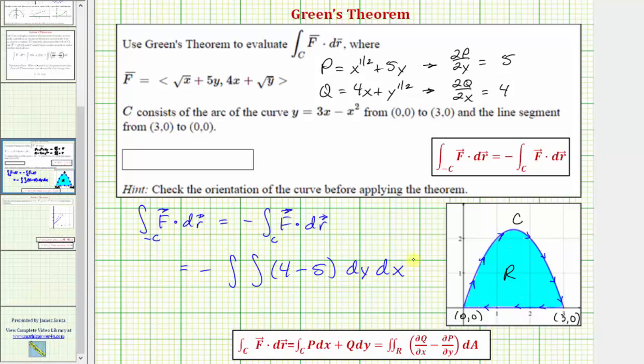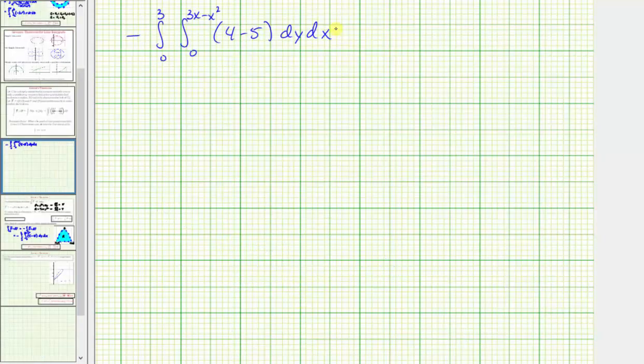And now let's determine the limits of integration for y. Again, the region is bounded below by y equals 0, and above by the curve y equals 3x minus x squared. So the limits of integration for y are going to be from 0 to 3x minus x squared, and then with respect to x, we'll integrate from 0 to 3. Let's simplify and then evaluate this on the next slide. We'll notice how we have a negative sign here, and 4 minus 5 simplifies to -1, so this will simplify to +1. So the double integral of 1 dy dx.